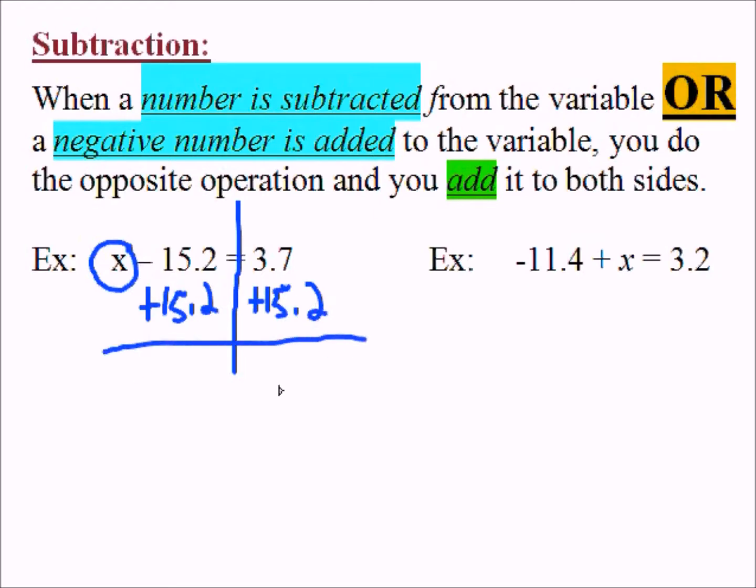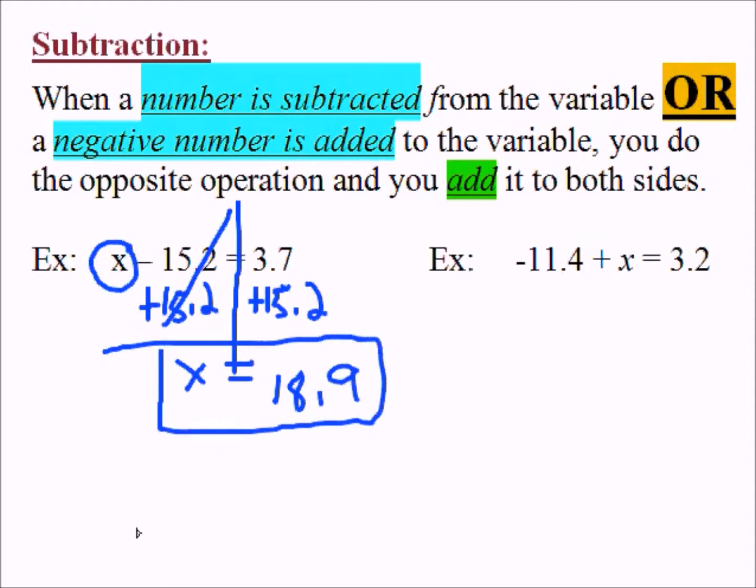Let's see what happens. Negative 15.2 plus 15.2 is 0, leaving us with just x equals 3.7 plus 15.2, which is 18.9, leaving us with our solution, x equals 18.9. Checking your solution, 18.9 minus 15.2 should be 3.7. All right, take a look at the second example.